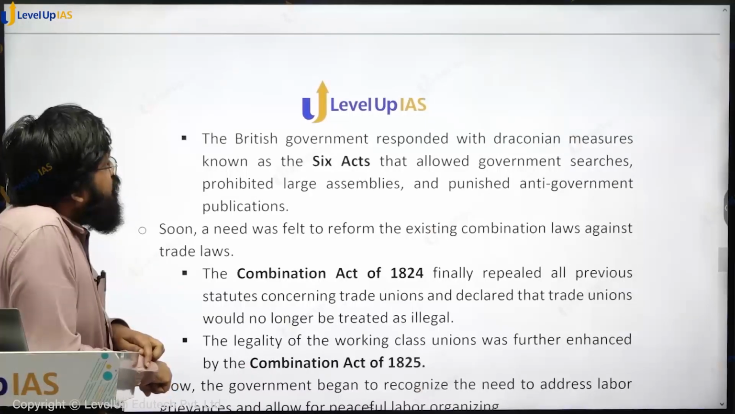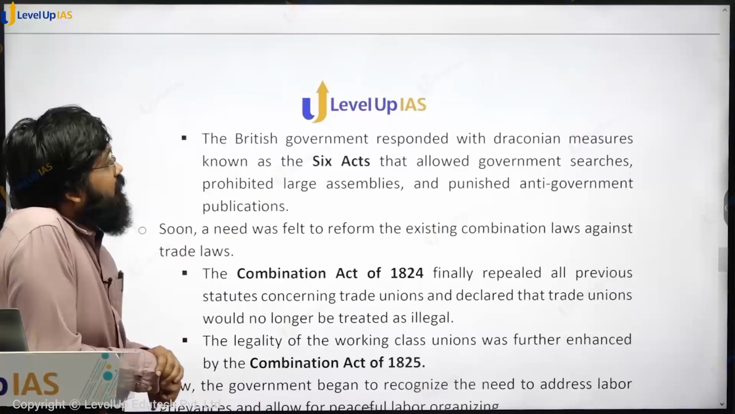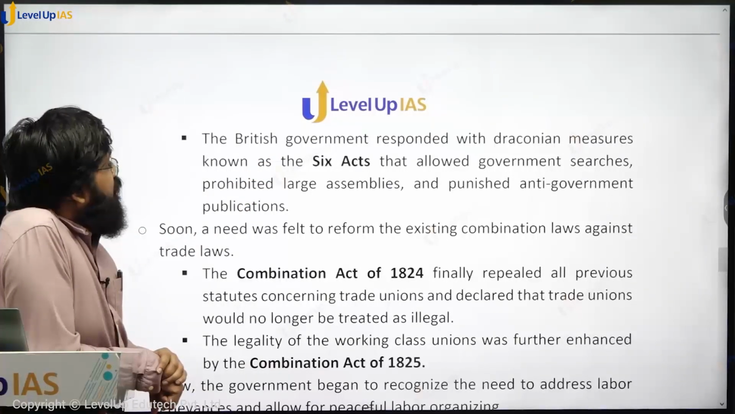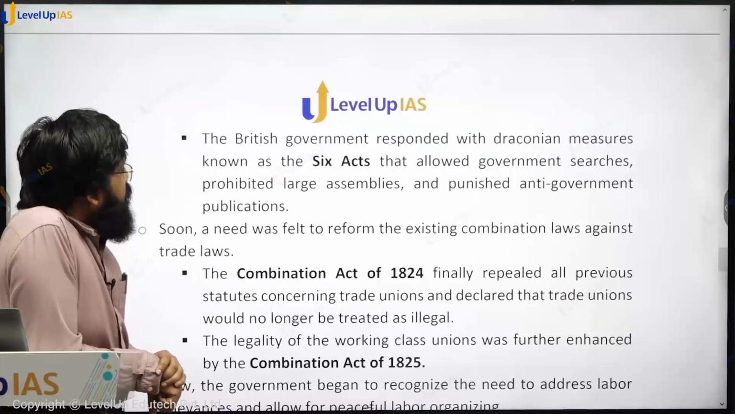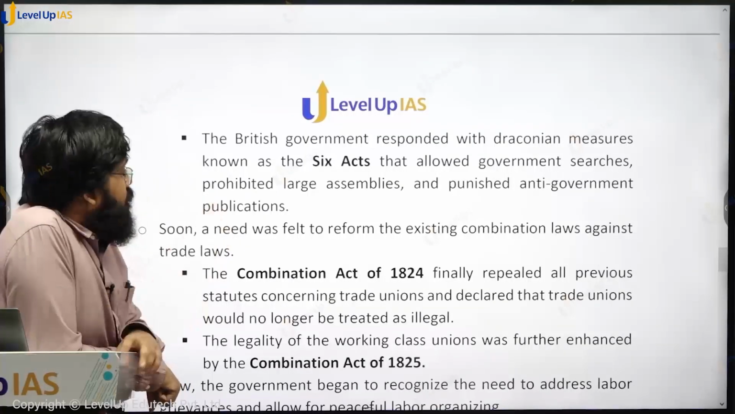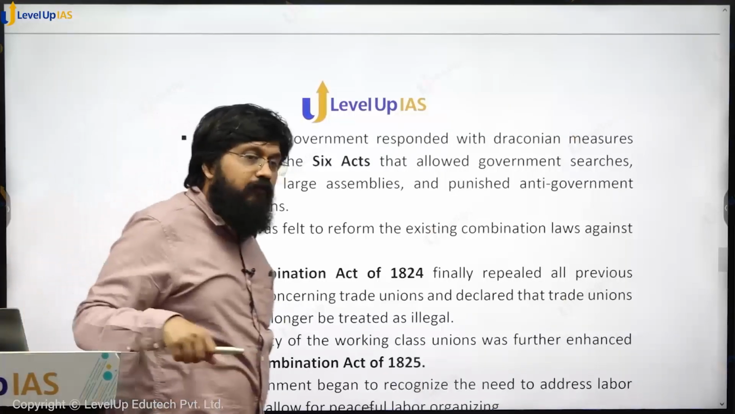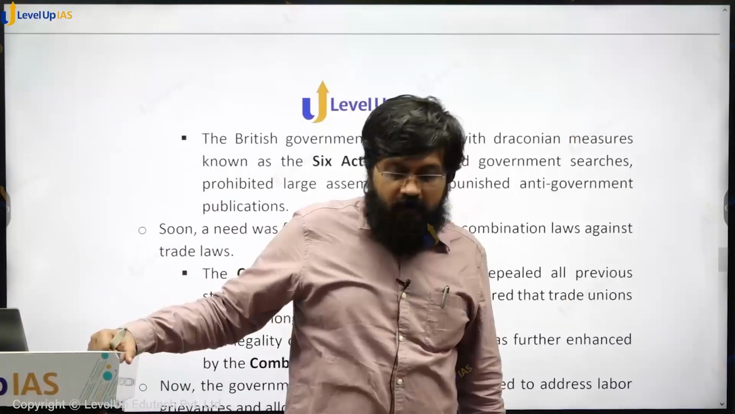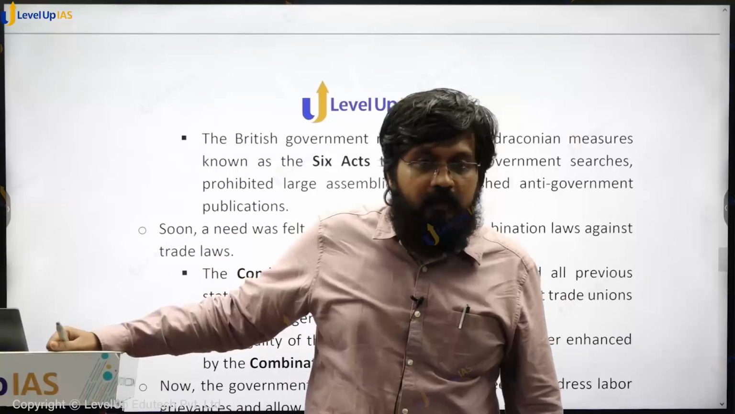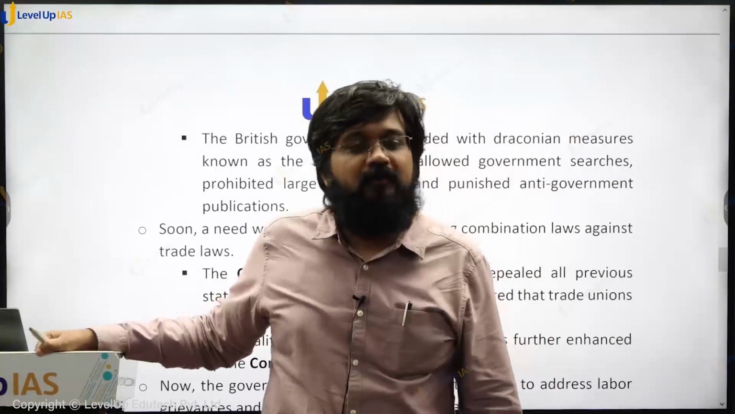British government responded with draconian measures. They are in no mood to tolerate it. They brought 6 acts that allowed government searches, prohibited large assemblies, punished anti-government publications. Sab kuch, they are still going on. Ultimately, gradually, after 1823, 1824, they realized कि इतना हम नहीं दबा सकते बार बार. We have to give them some rights.